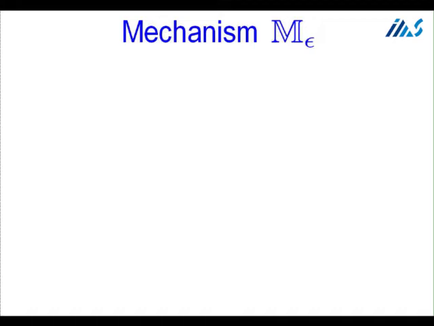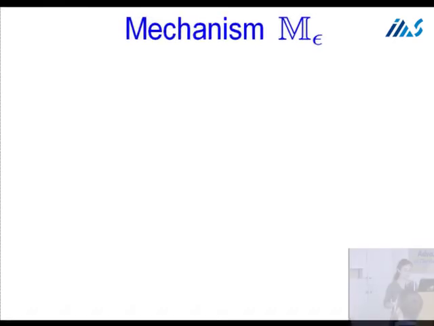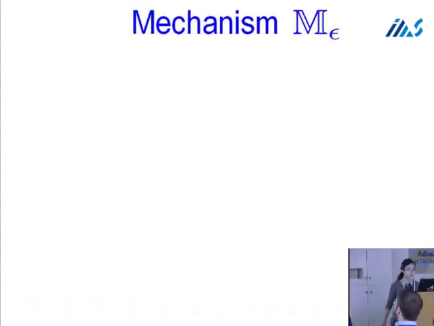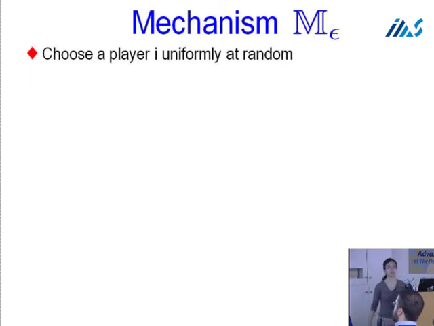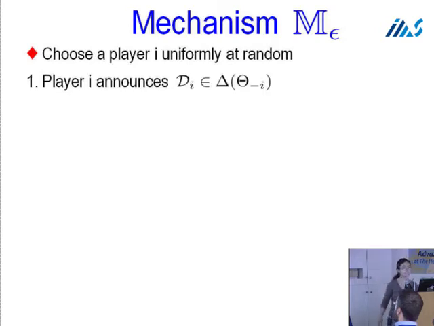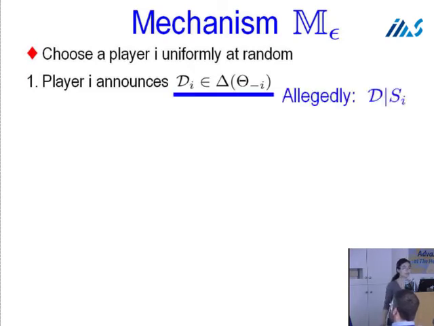So let me briefly describe this mechanism. We don't have much time, so I will go pretty quickly. It's very simple. The mechanism at the beginning randomly selects some player I. This player is chosen to announce his knowledge about the others. So he announces a distribution about the others' valuations. Allegedly, this will be his true knowledge that he has gathered.